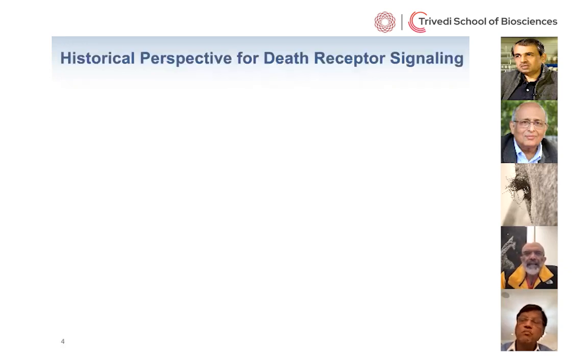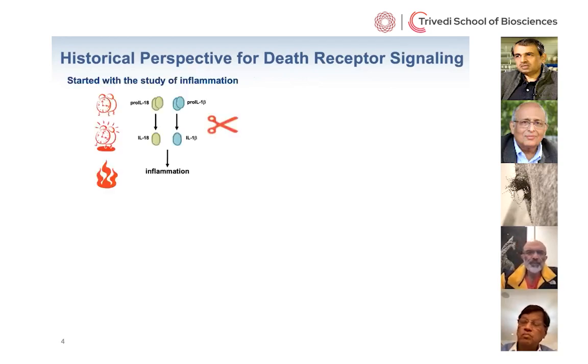And in the early 90s, there was a lot of interest in inflammation. There was interest in cell death in model organisms like the worm. And quite unexpectedly, research from disparate, seemingly unrelated areas came together and shed important light on the death pathway. So what was this research?